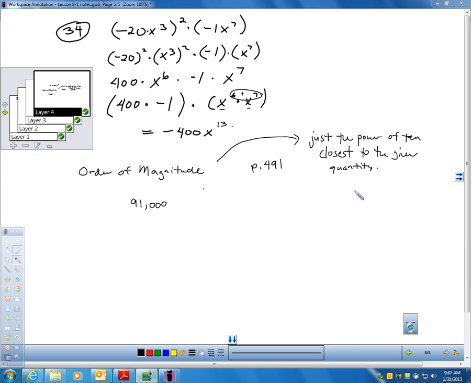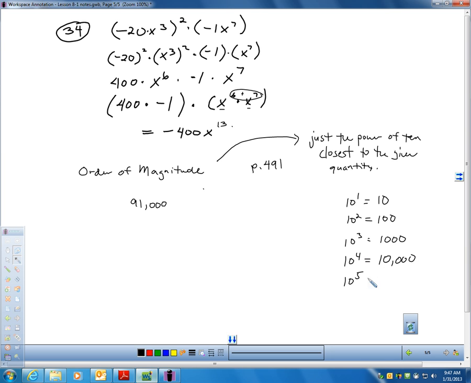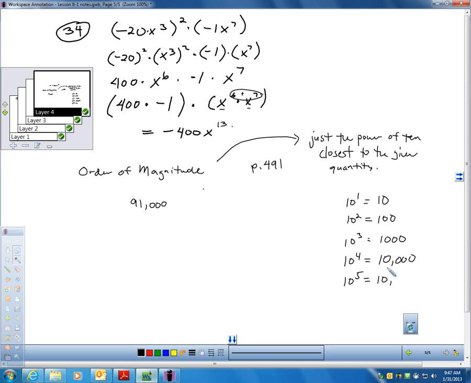Remember, here are the powers of 10. Power of 10 means base 10 to a power. The powers of 10 are like 10 to the first, which is 10, or 10 to the second, which is 100, or 10 to the third, which is 1,000. Remember, 10 to the fourth, again, this should be a review of some 7th grade material, is 10,000. 10 to the fifth is 100,000. 10 to the sixth would be 1,000,000, and so on. These are the powers of 10.